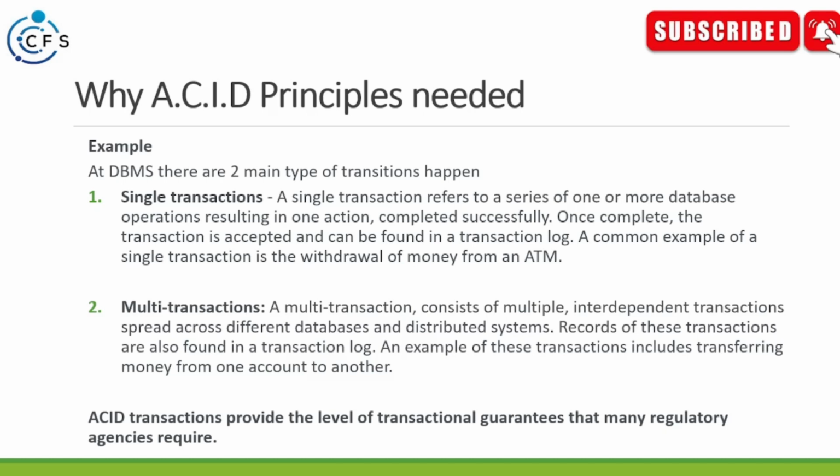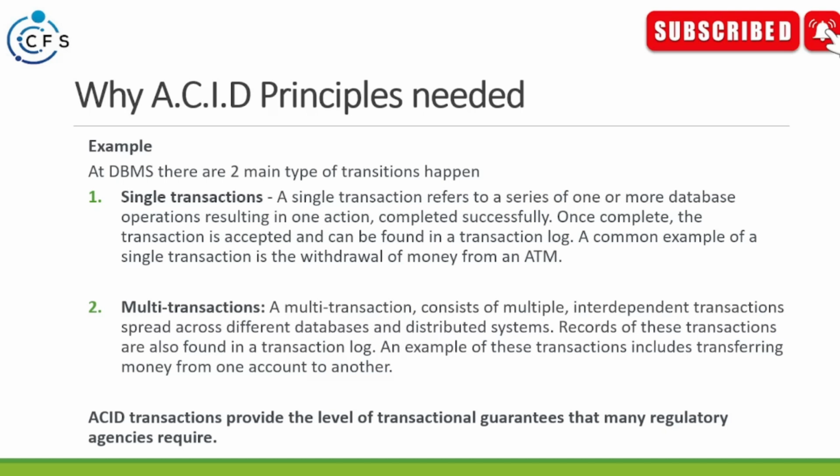Now let's go with the multiple transactions. A multiple transaction is an example where, let's suppose, the amount in one account is being debited and it is being credited to another bank account. So here we are dealing with two different systems, but my data should be consistent and we have to make sure that my data is correct, and that's why it is called multi-transactions.